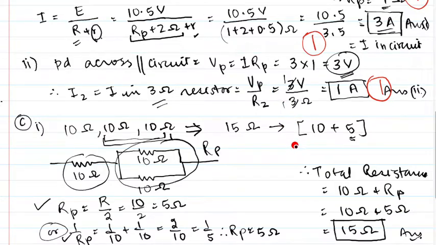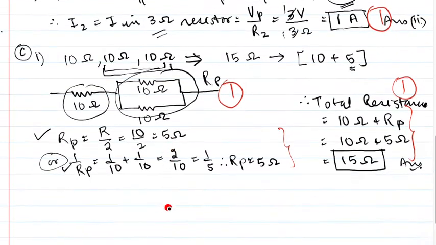Now this one is a 2 mark question. So this diagram will give us 1 mark, and to show all this is going to be for 1 mark. Okay, now we come to C, second part.